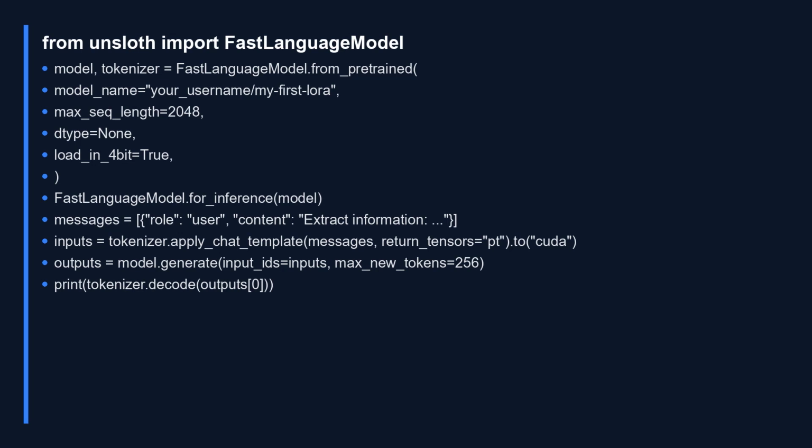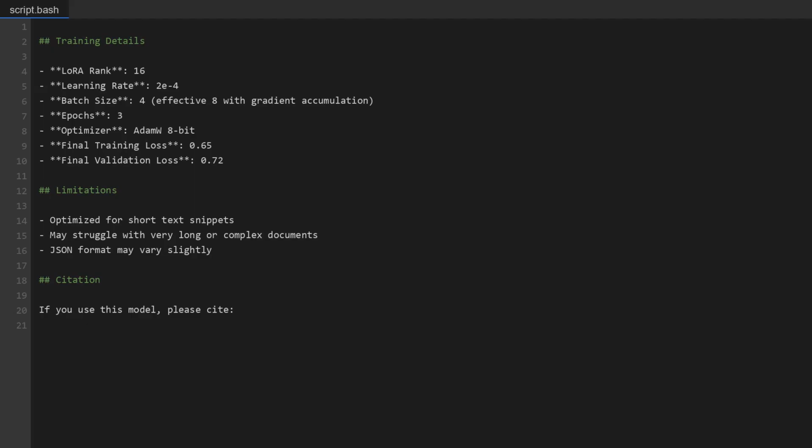What gets logged? Training loss, learning rate, gradient norm, steps per second. The training details section of your model card is where you record the specifics of how the model was trained. A LoRA rank of 16, a learning rate of 2e-4, a batch size of 4 with gradient accumulation giving an effective batch size of 8. These numbers matter because they let someone reproduce your results or understand why the model behaves the way it does.